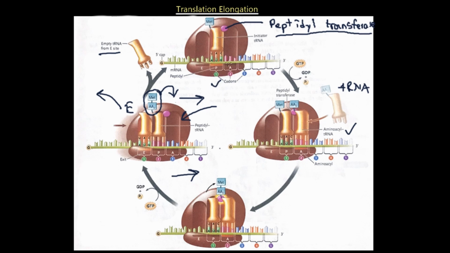Another important point is that the starting anticodon and the starting tRNA is going to reside in the P site. That is how it's going to begin, and it's going to elongate in this sequence as described.